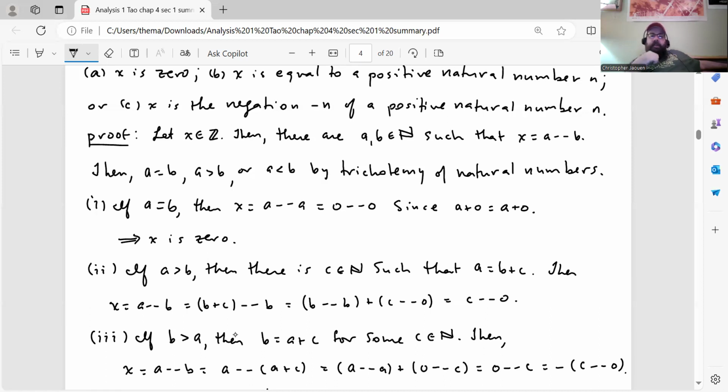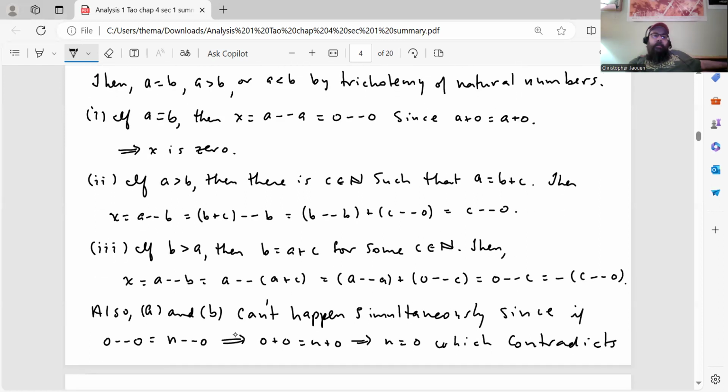If a equals b, then x equals a minus a, which is equal to the equivalence class 0 minus 0, since a plus 0 equals a plus 0. That implies that x is 0. Okay, case two, if a is greater than b, then there is a c in the natural numbers such that a is b plus c, then x equals a minus b equals b plus c minus b, which is b minus b plus c minus 0, which is equal to c minus 0, because b minus b is the equivalence class 0 minus 0, right?